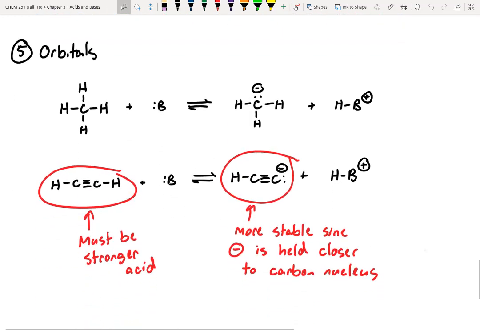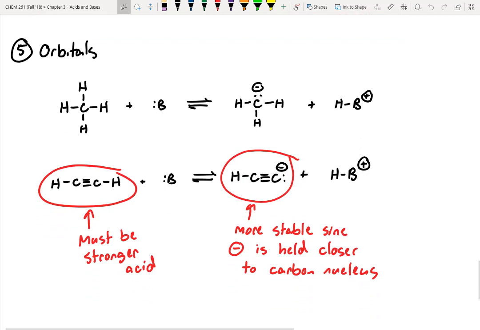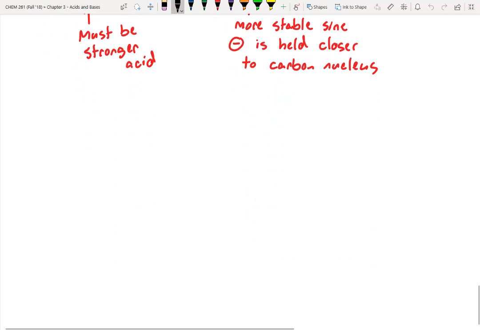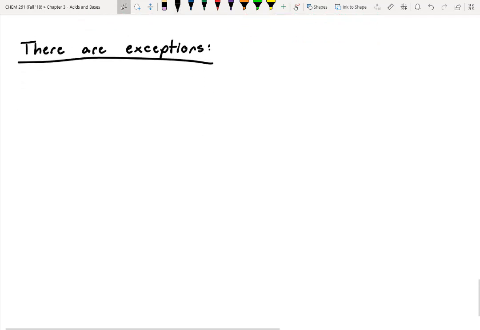And then last but not least, we looked at orbitals. We said if you have a negative charge in an sp orbital, it's closer to the nucleus. That means it's more stable than if it were in an sp3 orbital. There are exceptions to this, though. These are just general guidelines, so I'll show you the most common exception. And I think this is one you might run into in Sapling, which is why I'm bringing it up.